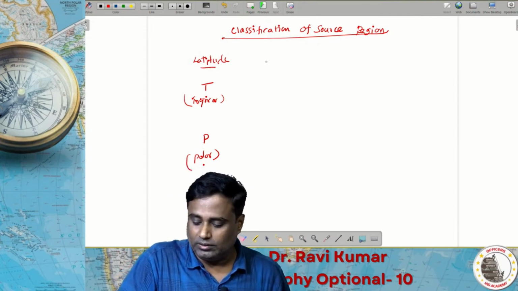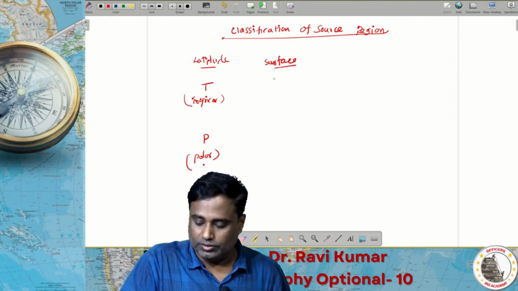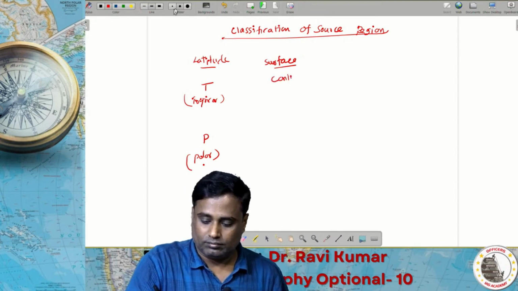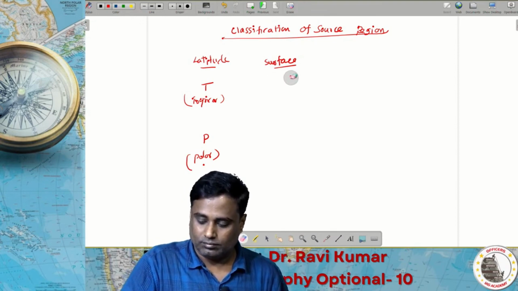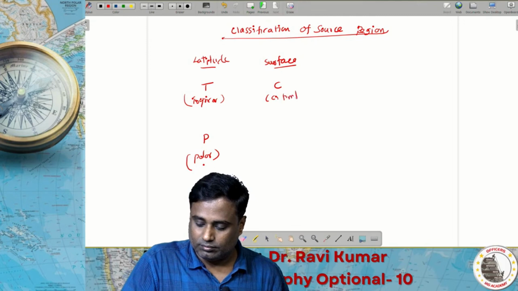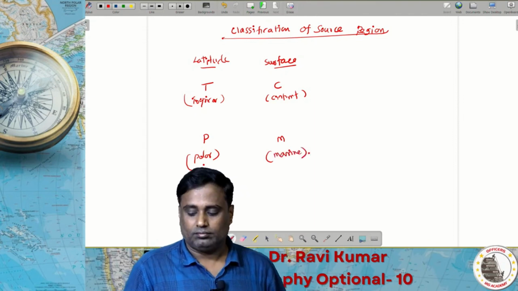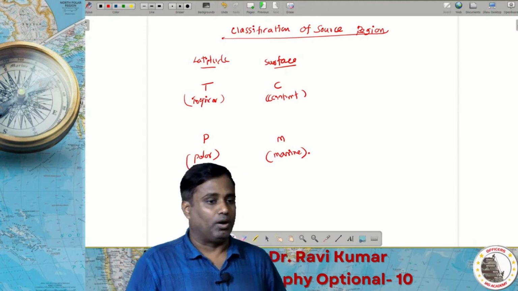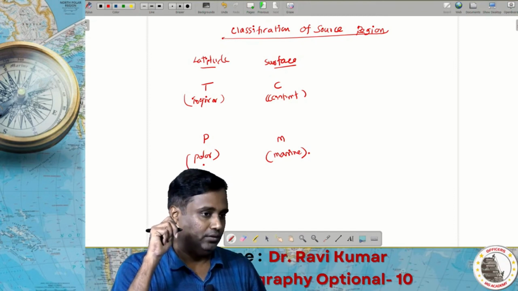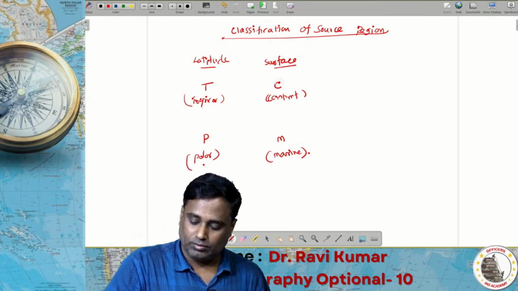And based on the surface, it is divided into two groups. One is continent, the C for continent, and small m for marine. Okay, C for continent, c and m are small letters. Only latitudes will have a capital letter formation, capital T and capital P. C and M are small. Okay, small c and small m.